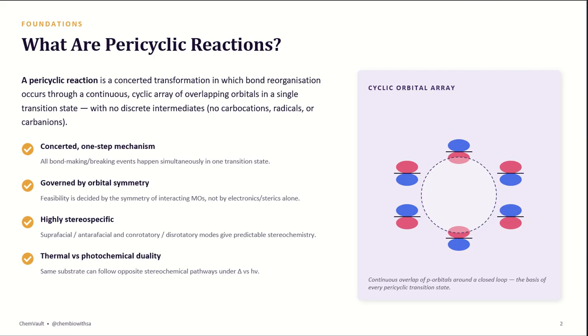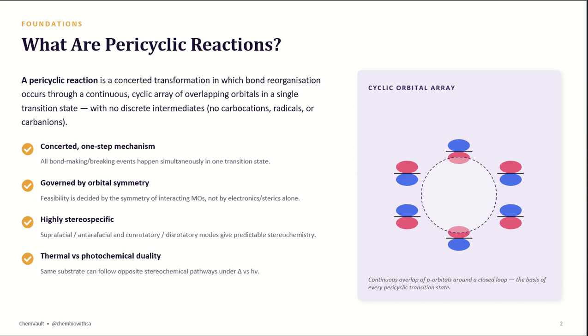So, what exactly is a pericyclic reaction? In simple words, it's a reaction that happens in a single step through a cyclic transition state where all the bonds are made and broken at the same time around a closed loop of overlapping orbitals. There are no carbocations, no radicals, no carbanions, no intermediate at all.